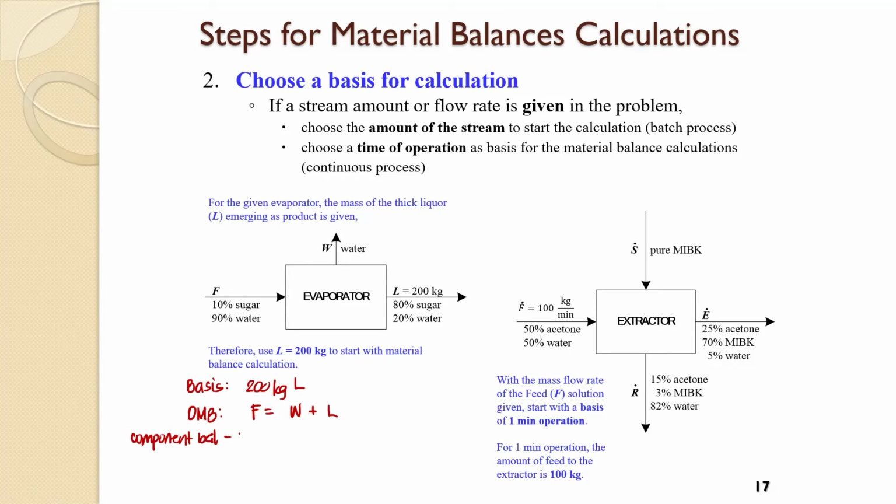What component do I want? I want sugar. Sometimes I just call this sugar balance as opposed to component balance for sugar. So how much sugar is in the feed? You can say 10% of the feed is sugar, so I can say 0.10 F is sugar. Is there any sugar in the water? There's none, so you don't account for that anymore because it does not contain sugar.